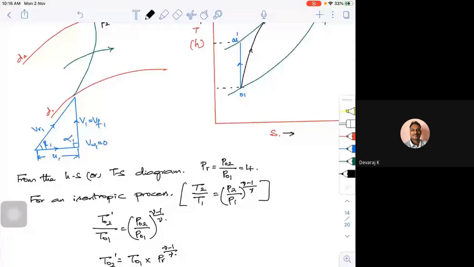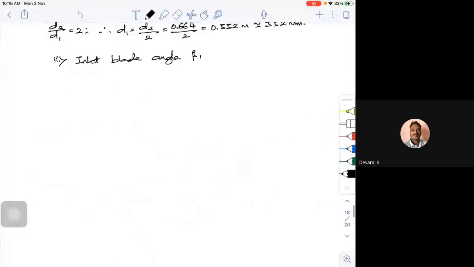Vf is given in the numerical as 60 meters per second. If I substitute and take tan inverse of it, I will get the value of beta 1. Fine. So let me write that. To find the inlet blade angle beta 1 from the inlet velocity triangle, tan beta 1 is equal to Vf1 divided by U1.